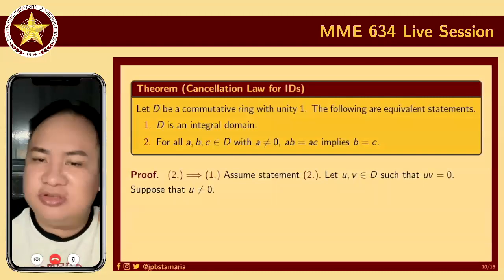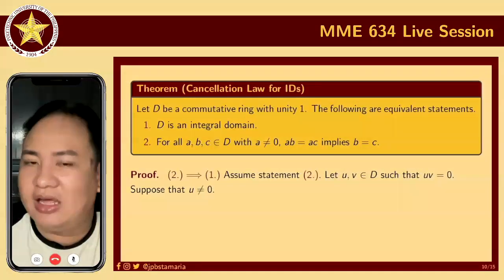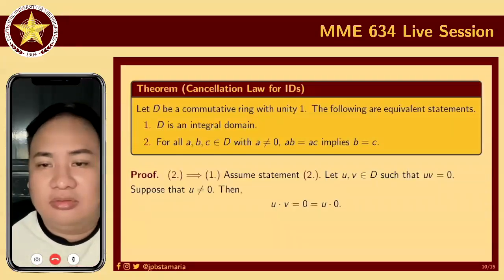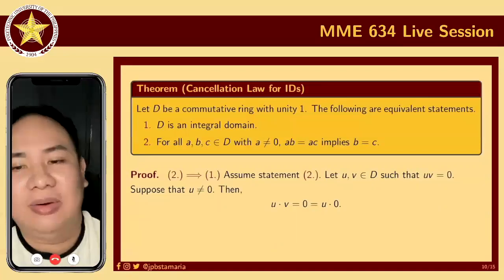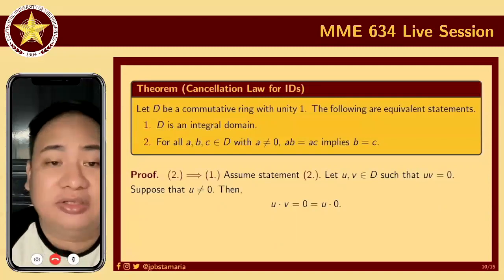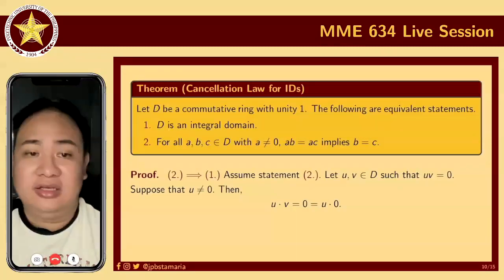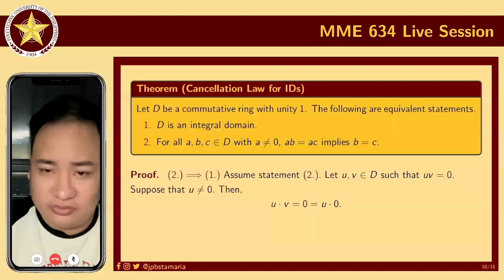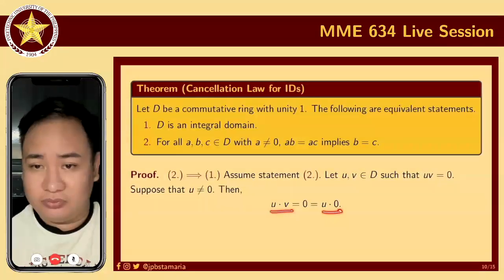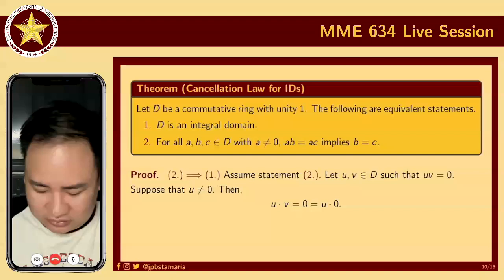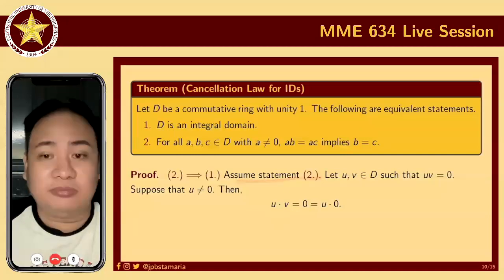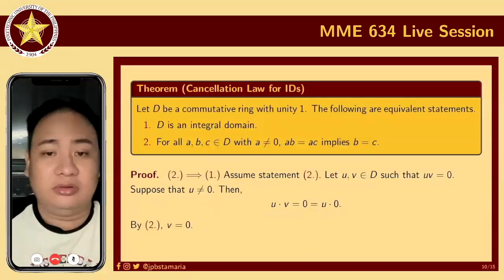Ganito. So, suppose ko hindi 0 yung U. Then, ang U times V ay 0 by assumption. At the same time, that equals U times 0, because in any ring, any element multiplied to 0 is 0. Correct? As you can see, equal yung U times V sa U times 0. There's a common factor U, and that common factor is not 0. Because we're assuming cancellation property, we can cancel U and conclude that V is 0.